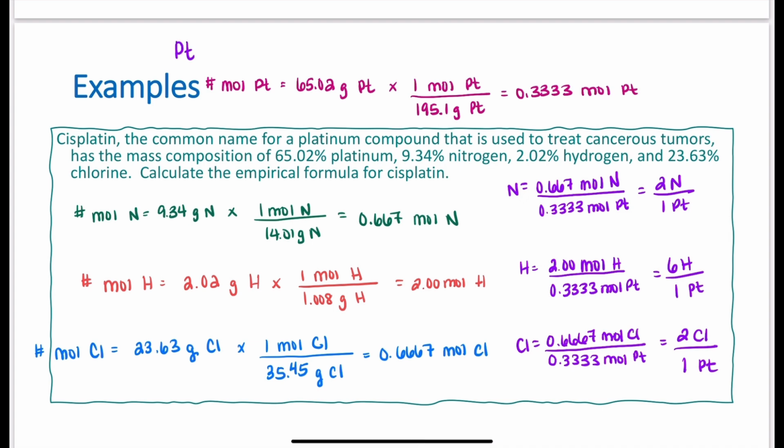So my overall formula here, I put metals first. So platinum, 2 nitrogen, 6 hydrogen, and 2 chlorine. The empirical formula of cisplatin, PtN2H6Cl2.